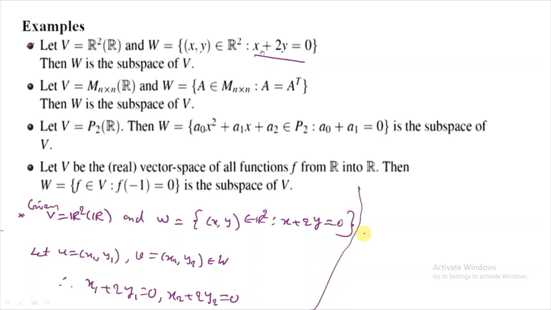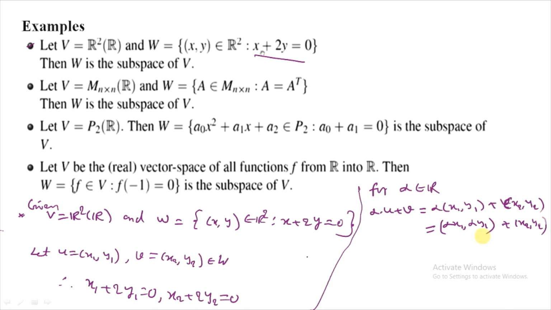Suppose I'm going to club the two conditions. For the field R, for alpha belongs to R, alpha dot (u plus v). Alpha dot u means alpha into u, where u is (x1, y1) and v is (x2, y2). We know this is alpha x1, alpha y1 plus (x2, y2). This is scalar multiplication, correct? Alpha x1 comma alpha y1 plus x2, y2. Suppose we take this as one condition.